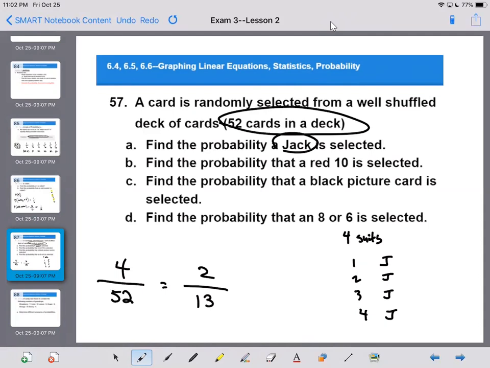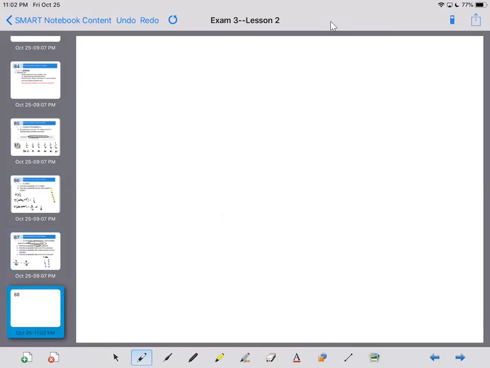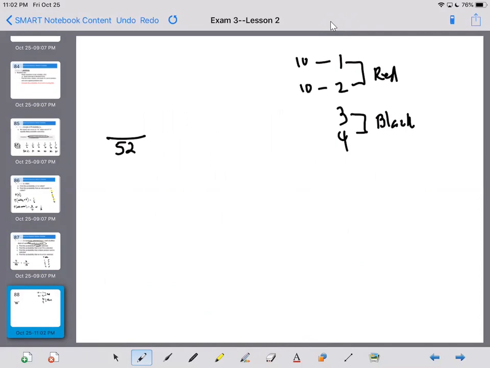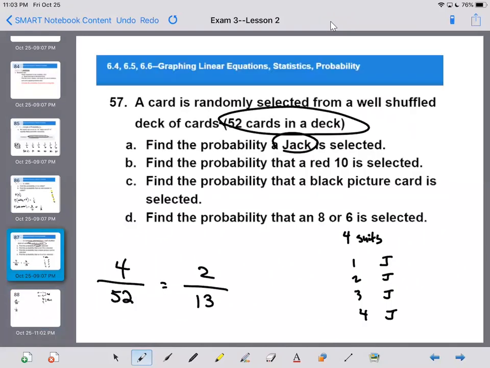Find the probability that a red 10 is selected. Okay, well, we still are out of 52, right? But remember, with the deck of cards, you've got 4 suits. 2 suits are red, 2 suits are black. Okay, well, that means you've got a 10 here and you've got a 10 here. So you actually have 2 10s out of the 52, which would be 1/13. You have 1/13 of a chance that a red 10 is going to be selected. 2 out of 52 or 1/13.